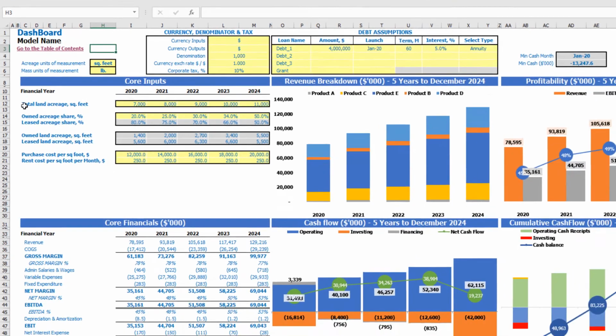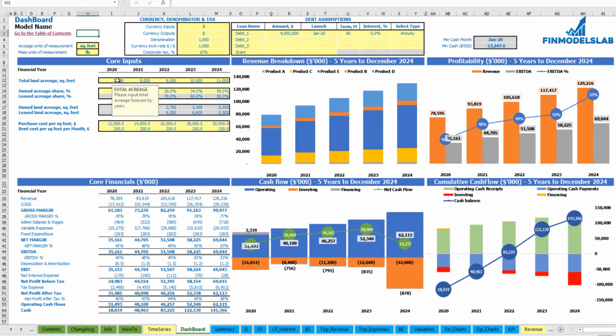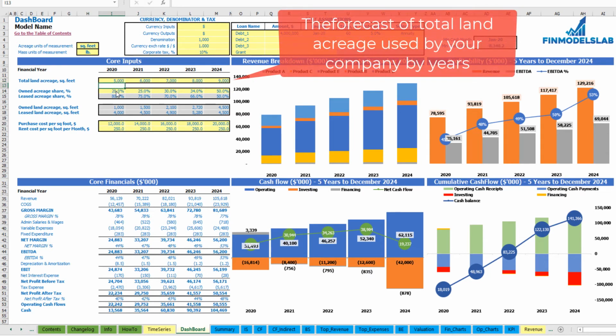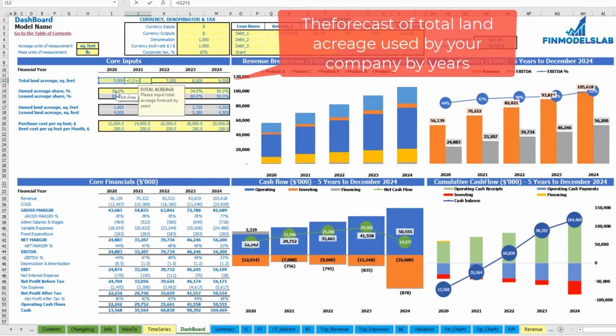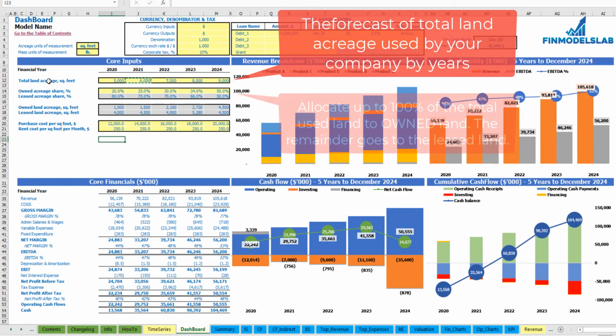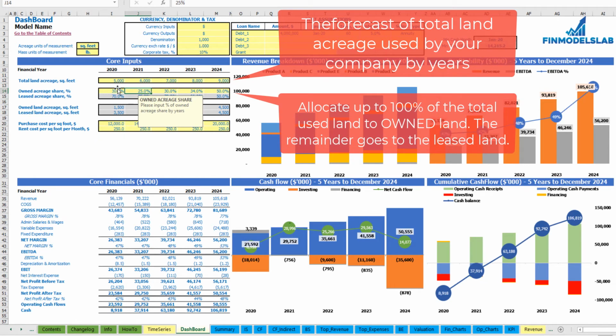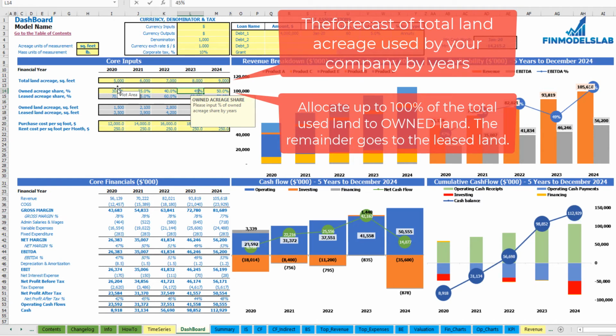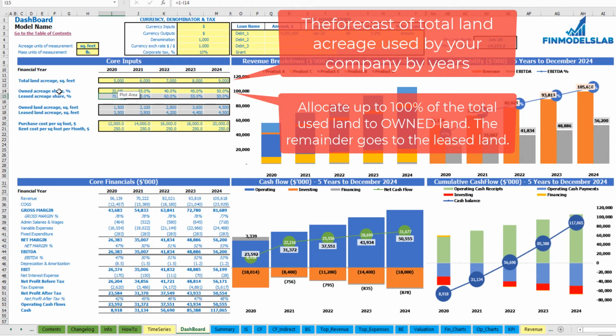So the next step is to set up your total land acreage by years, for example 5,000 first year and additional 1,000 acres each next year. The next step is to allocate this total acreage by owned acreage and leased or rented acreage. For example 30%, 35, 40, 45 and 50 for the owned. And the rest obviously will be leased.